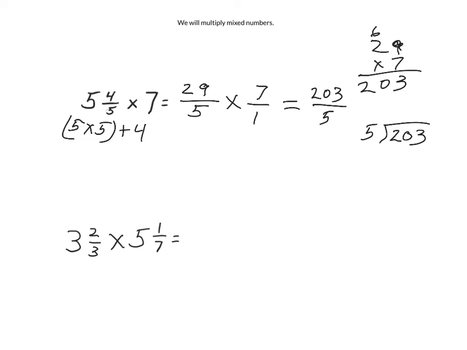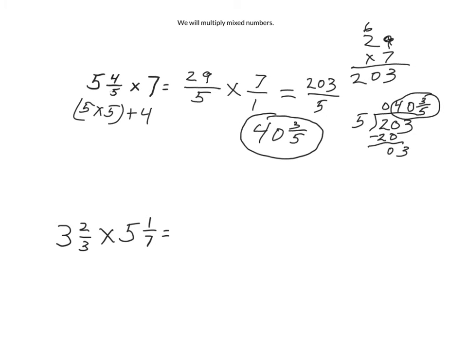Okay? 5 goes into 2 0 times. 5 goes into 20 4 times. 5 times 4 is 20. We subtract that, 0. We bring down the 3. 5 goes into 3 0 times, and then we have a remainder of 3, so we rewrite that as 3/5. So our answer is 40 and 3/5.